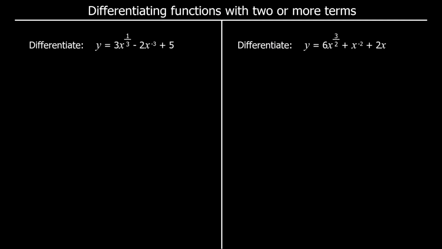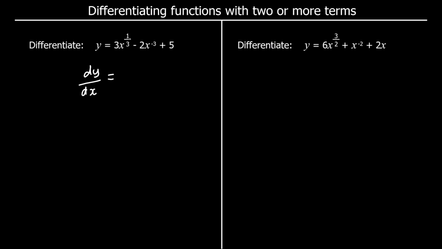In this video, we are differentiating functions with two or more terms. The first question, differentiate y equals 3x to the power of a third minus 2x to the power of negative 3 plus 5. So dy dx is our gradient function. And to differentiate, we're going to times by the power and then take one off the power.